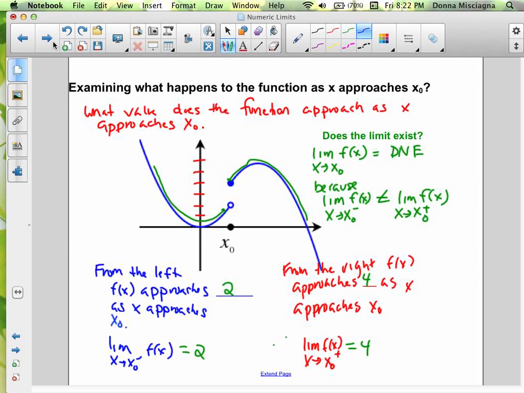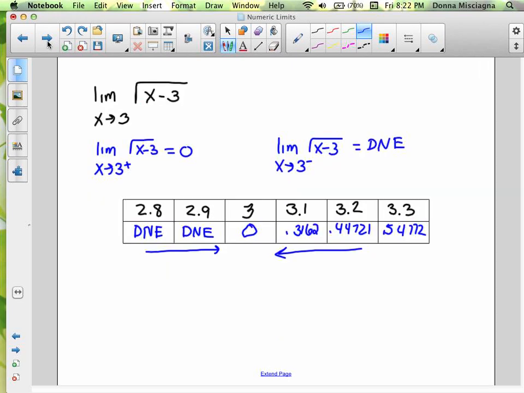So this is a tricky one. If I had asked you, what's the limit? You might tell me, oh, well, the limit's 0 as x approaches 3. But in this case, this limit does not exist because the limit doesn't exist from the left-hand side. Very tricky function, very tricky problem when the function doesn't exist for values to the left.